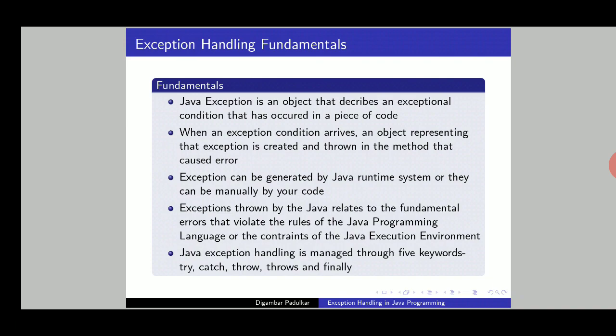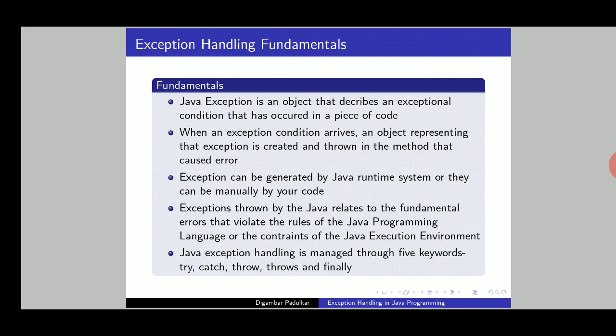A Java exception is an object that describes an exceptional condition that has occurred in a piece of code. When an exceptional condition arises, an object representing that exception is created and thrown in the method that caused the error. Basically, these are not exactly the errors that occur in our program. These are exceptionally different kinds of errors which we can manage. The exception can be generated by the Java runtime system, or manually by your code. Exceptions can happen in two different ways.